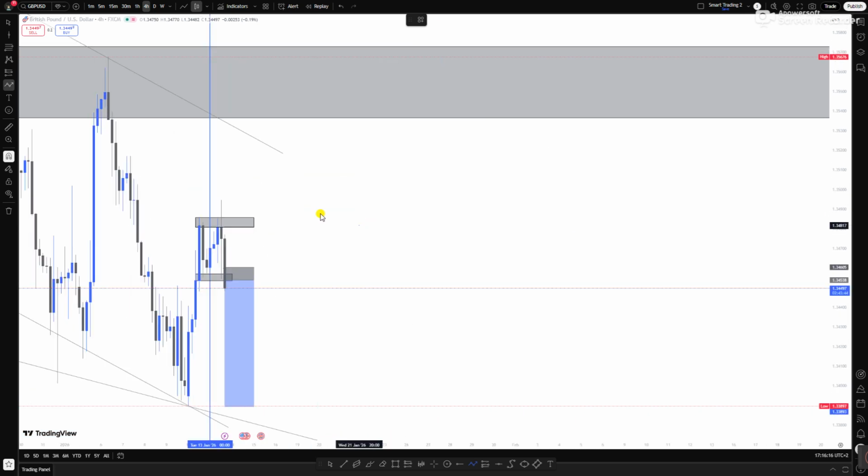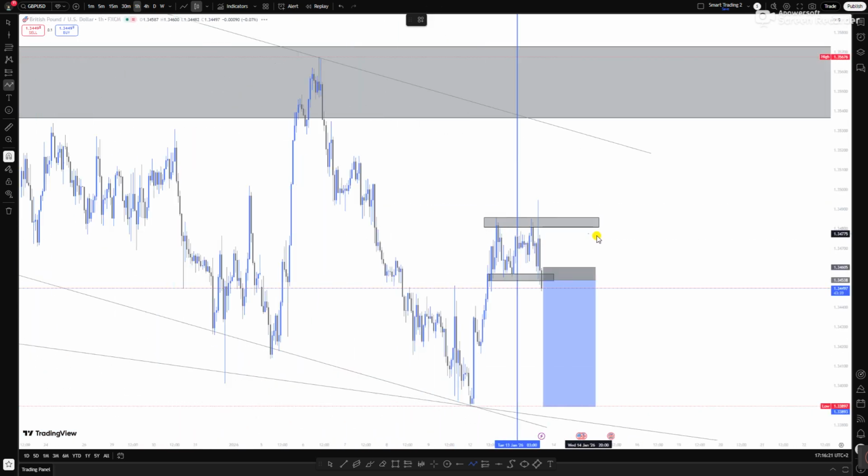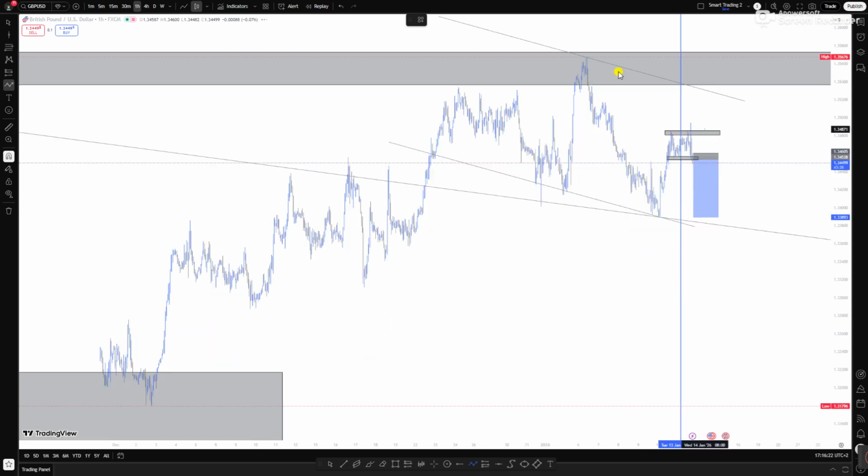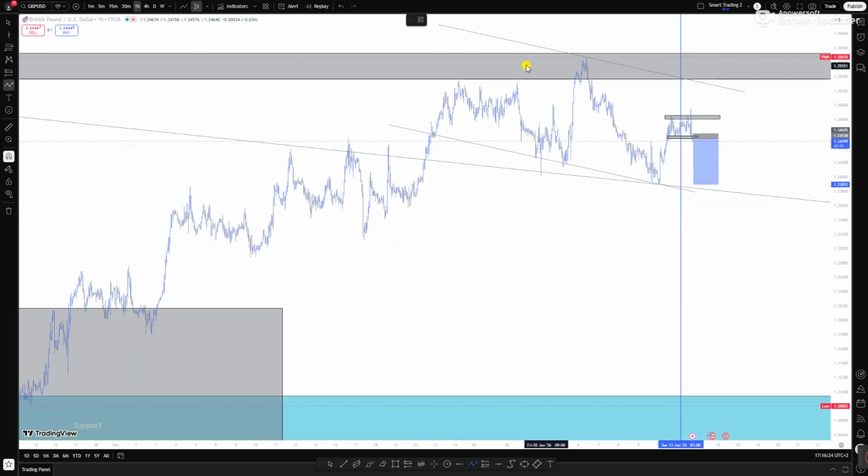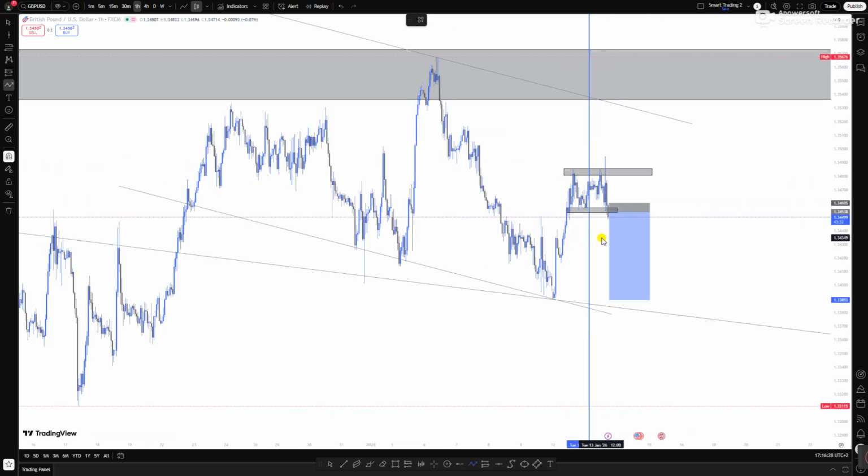Jumping back to 4 hour. Actually, let's go back to 1 hour, right? Now we have this descending channel again, and what the market is actually telling you, if you can see, we have a skewy W over here, but that doesn't matter that much. I want to show you why I think we're going to sell to this level.